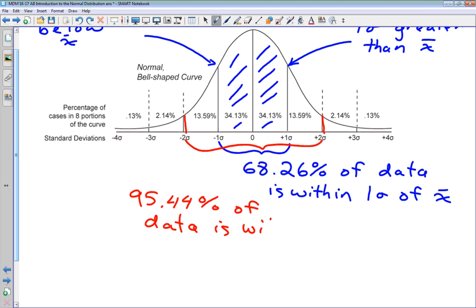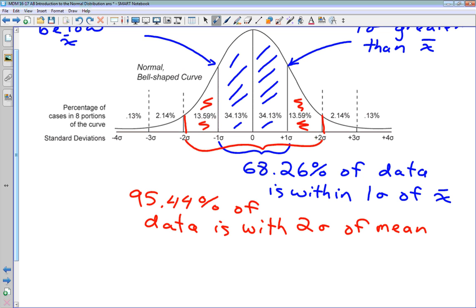is within 2 sigma of the mean. Okay, so you get that 68.26% that is in here plus a 13.59% in this little area here, and another 13.59%, which is in that little area there. And as you go further out, you see that the percentages get smaller and smaller. So there's a smaller percentage of the data in each of these little areas that is farther and farther away from the mean.